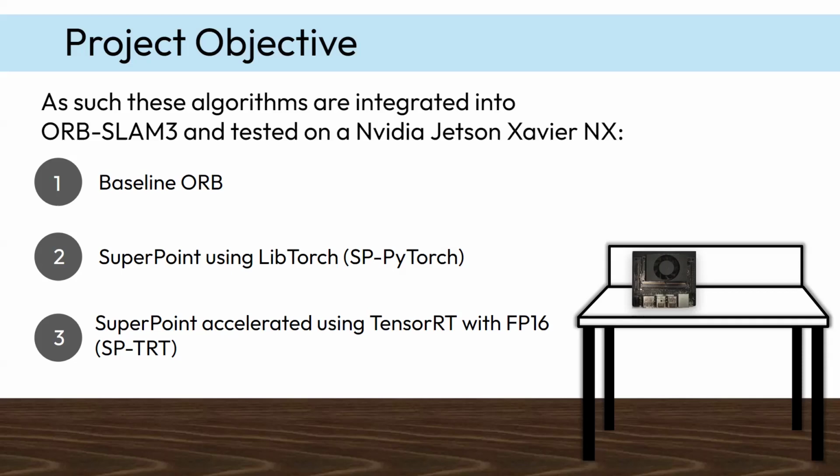Computational speed is used to assess the speed-up gain from using the SuperPoint TensorRT algorithm compared to ORB and SuperPoint PyTorch, whereas accuracy differences between SuperPoint TensorRT and SuperPoint PyTorch are used to determine if there can be a potential loss in accuracy introduced by using reduced precision in TensorRT.